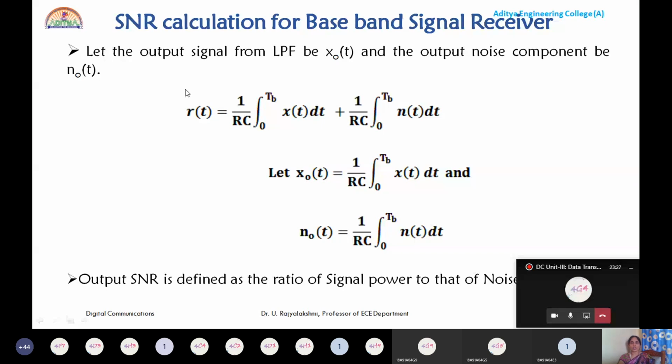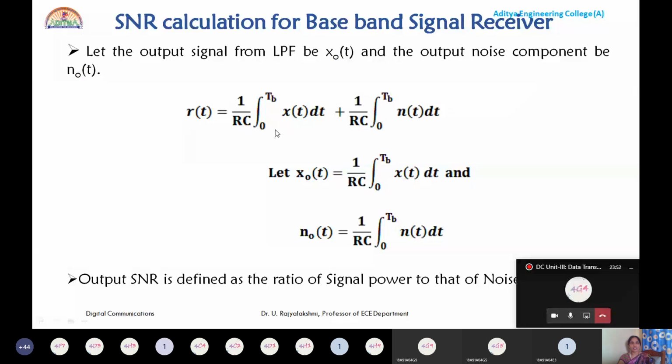In today's class, we are going to calculate the output SNR. So what is r(t) then? Already we split that equation into two terms. One is the integration of the input signal x(t), and the second is the integration of the input noise component, the noise added in the channel.